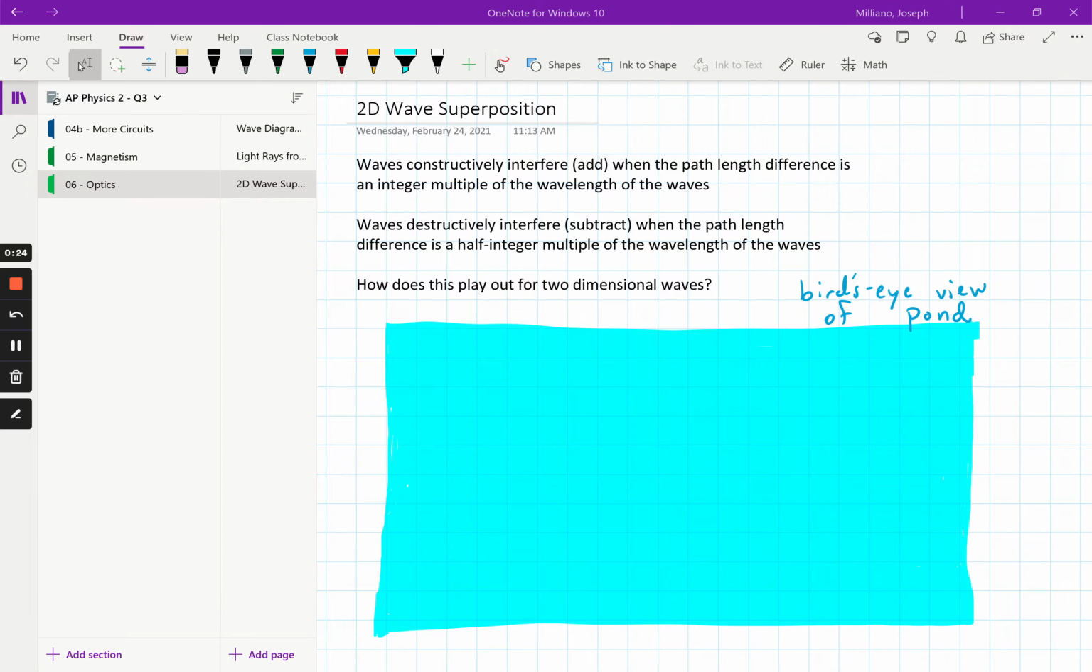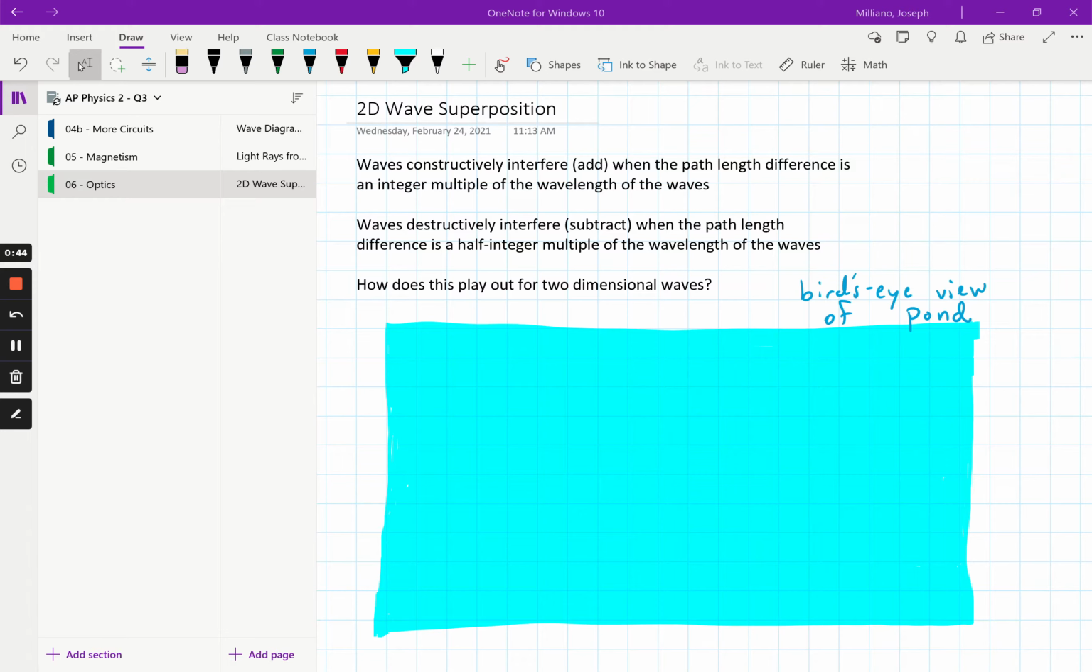We also saw that waves destructively interfere, that is, their amplitudes subtract, when the path length difference is a half integer multiple of the wavelength of the waves. So the question we want to answer in this video is how does this play out for two-dimensional waves?